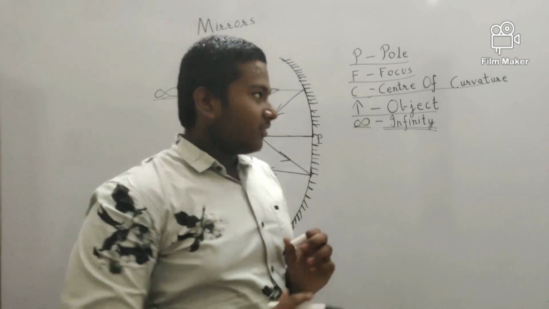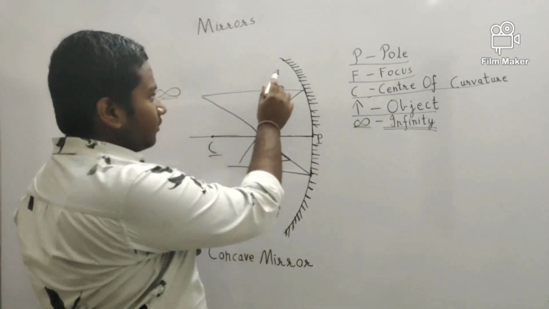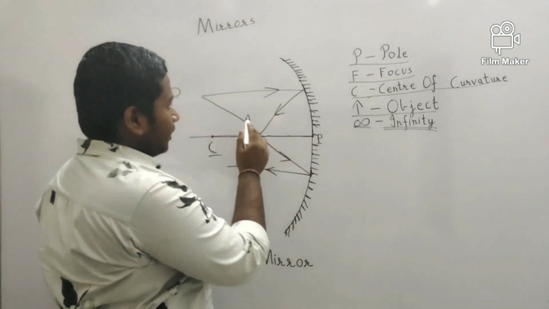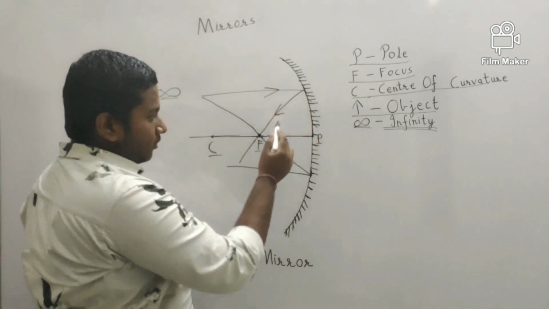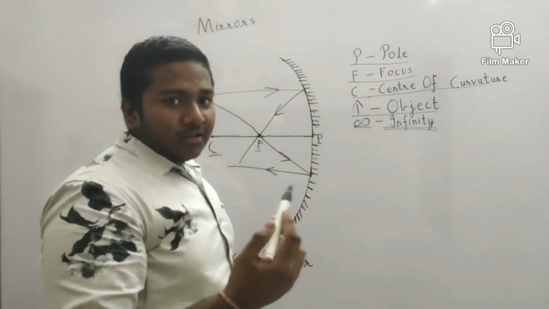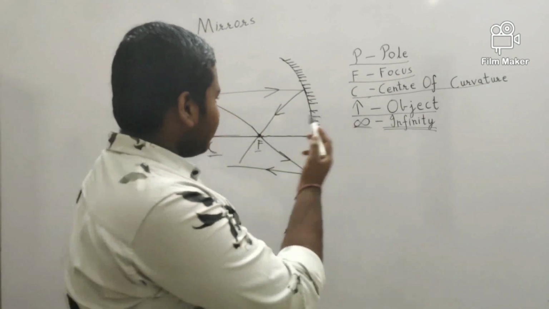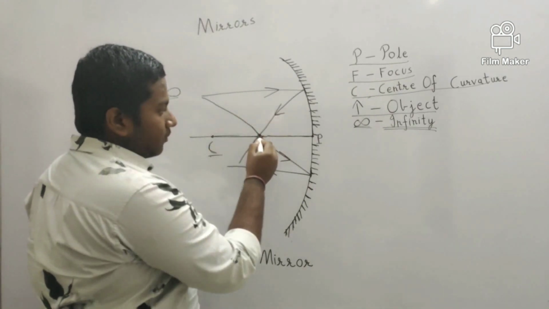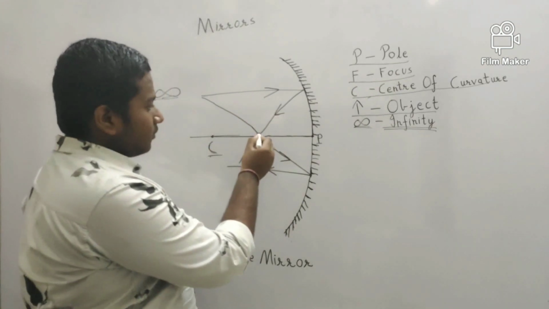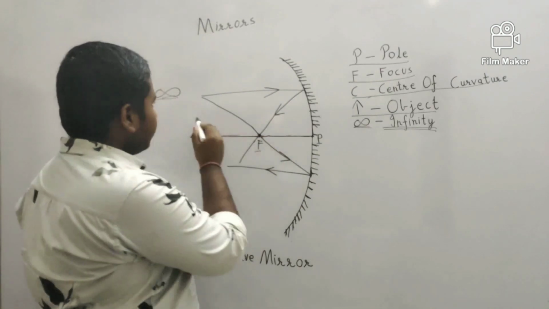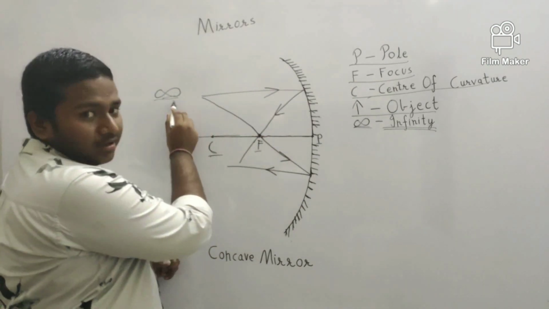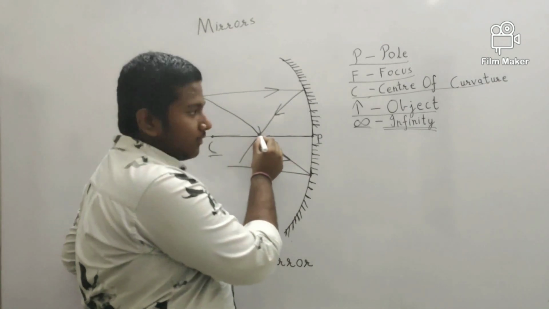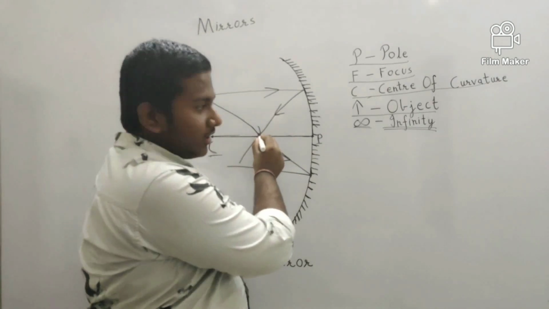Infinity is where the object is placed at a far distance. So first, this is a concave mirror which is polished from outside, and the rays falling on the concave mirror get reflected. So they reflect through focus. Therefore the image will be formed at focus. The first object is at infinity, therefore we will place the screen at focus. So we will find the image at focus, and it is highly diminished.